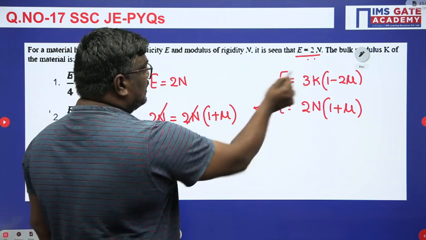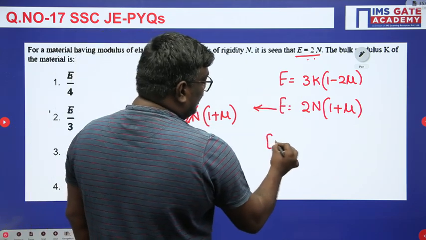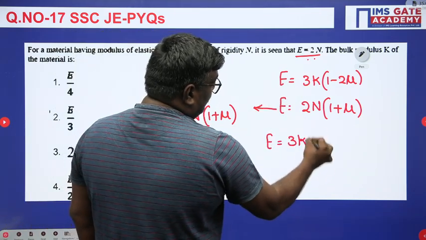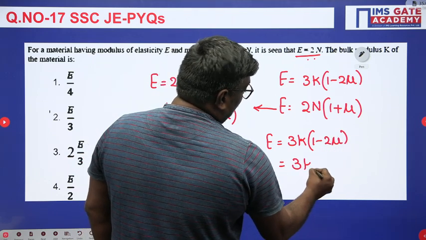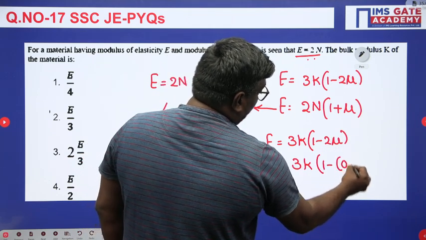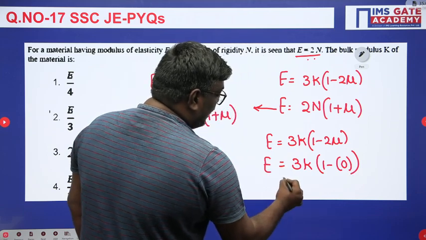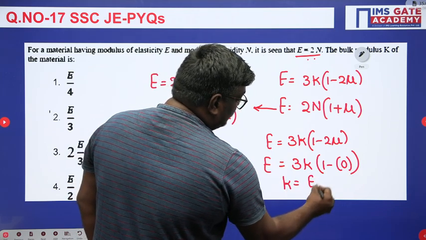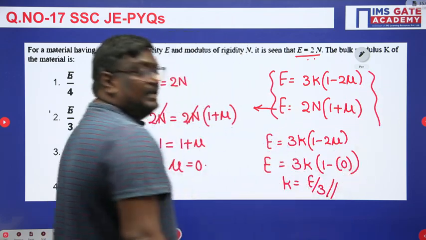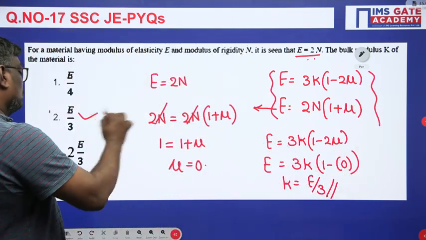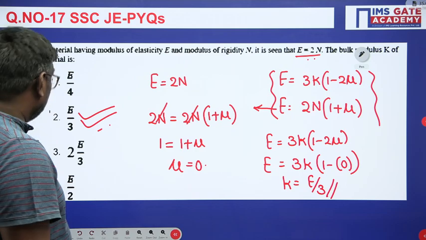So, here what they are asking, what is the bulk modulus? So, E is equal to 3K into (1 minus 2 mu). What you can do, my dear students, here 3K into mu, substitute 0. So, it will be 0. So, E is equal to 3K, so K is equal to E upon 3. So, if you know these two relations, this problem is nothing, my dear students. So, the option is 2E by 3. I hope you are clear.